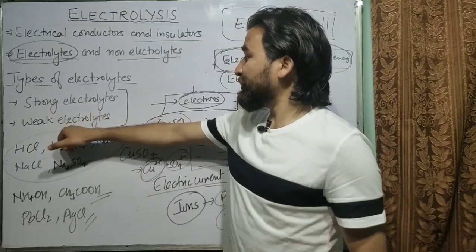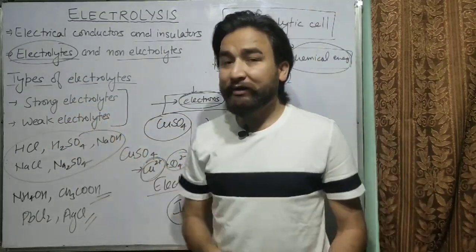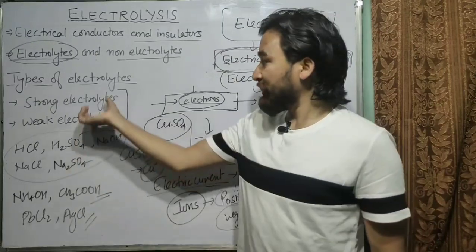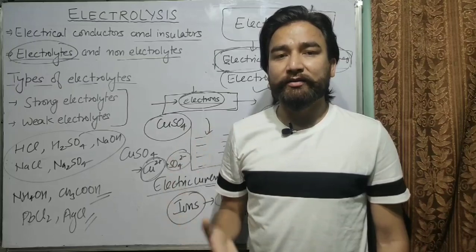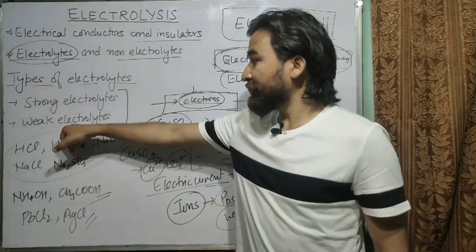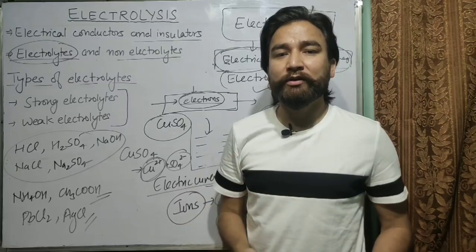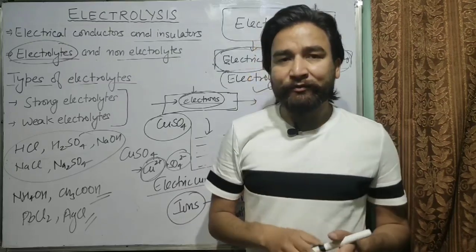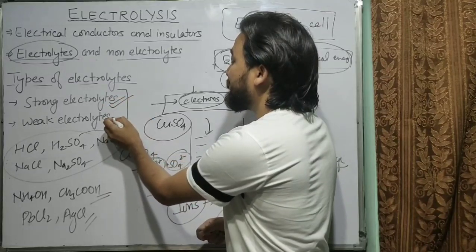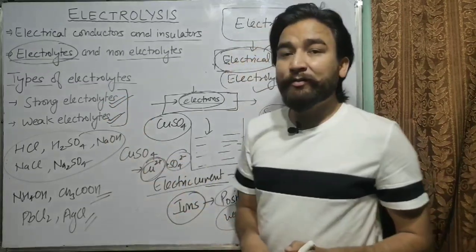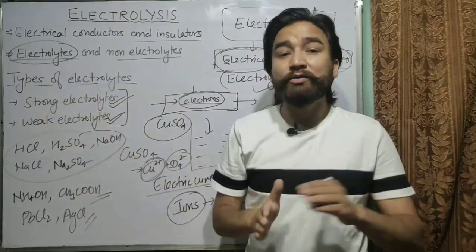Similarly, the difference between strong and weak electrolytes. So what is the difference between strong and weak electrolyte? The first difference is that strong electrolytes dissociate almost completely into ions in their solution, while weak electrolytes dissociate partially in their aqueous solution into ions. One more difference, that strong electrolytes can conduct a large amount of electricity while weak electrolytes conduct a small amount of electricity. As you know, they dissociate almost completely.